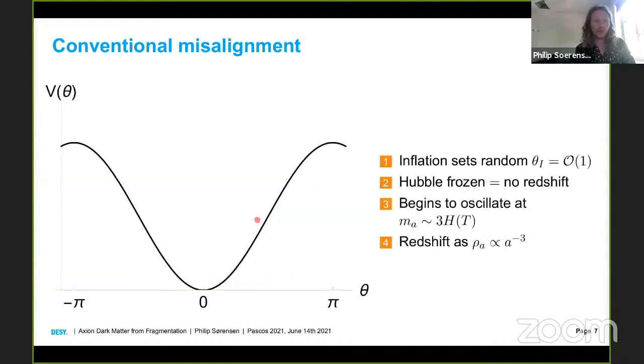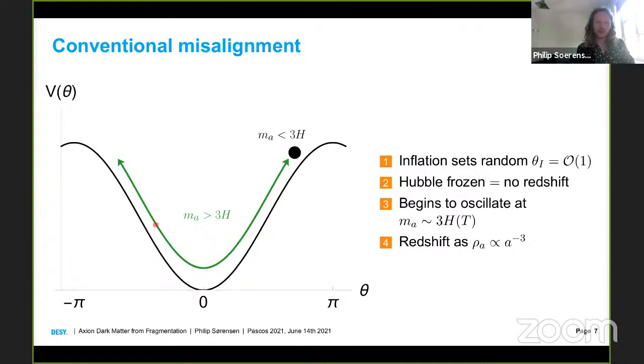So the way misalignment works is that you assume that inflation gives you some order 1 initial misalignment, and maybe it will be order 1, sometimes you have to tune it, but then it's held in place by Hubble friction, and as the expansion slows, Hubble becomes smaller, the mass also grows, so eventually this condition is violated and the field starts oscillating. So this oscillating condensate is really what gives you the dark matter.